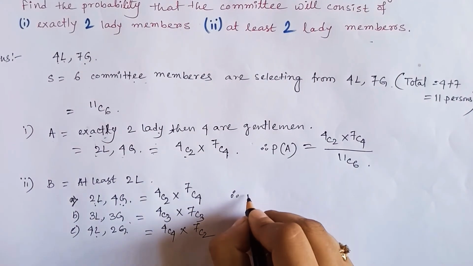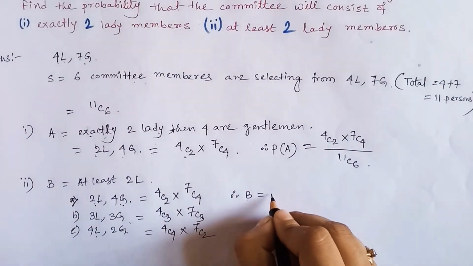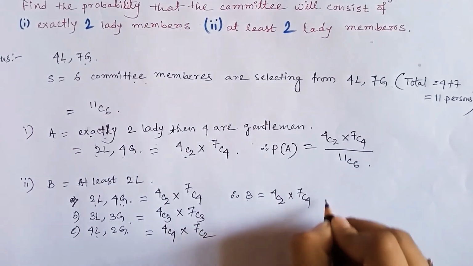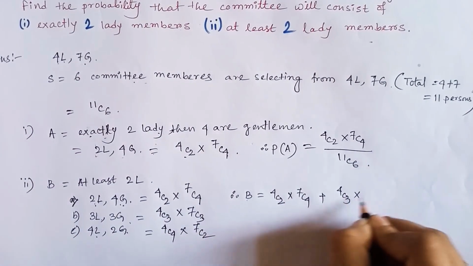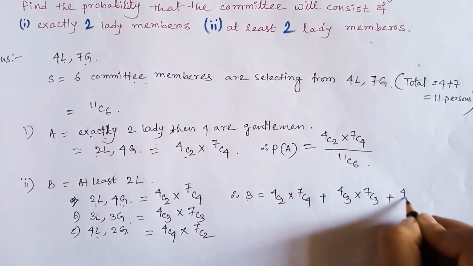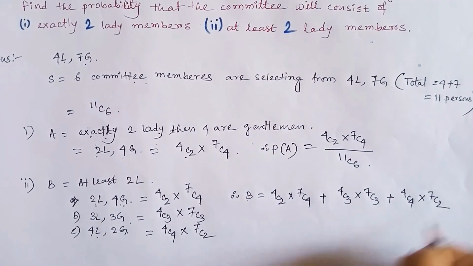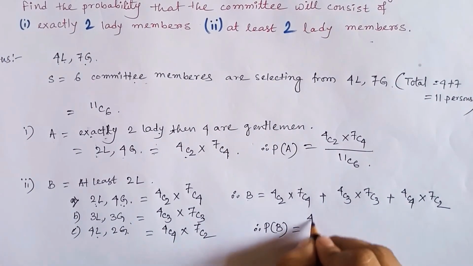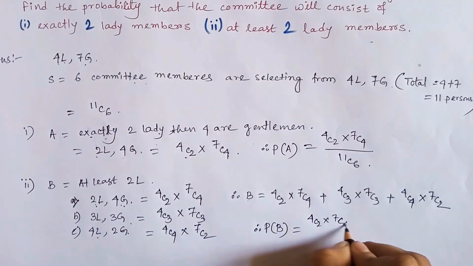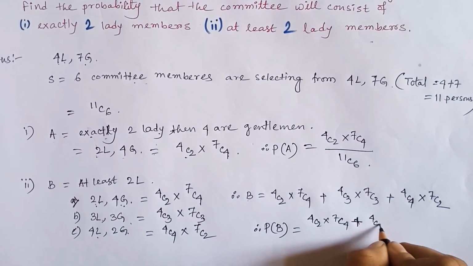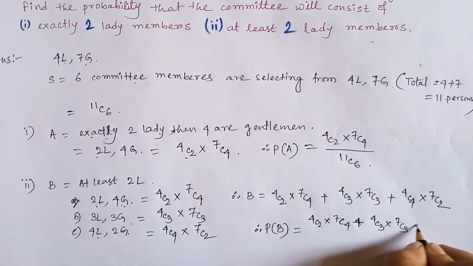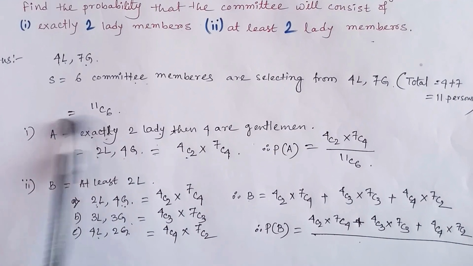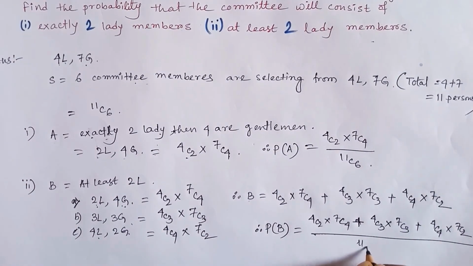Therefore, n(B) equals 4C2 into 7C4 plus 4C3 into 7C3 plus 4C4 into 7C2. Therefore, the probability of B is n(B), 4C2 into 7C4 plus 4C3 into 7C3 plus 4C4 into 7C2, whole divided by n(S), 11C6.